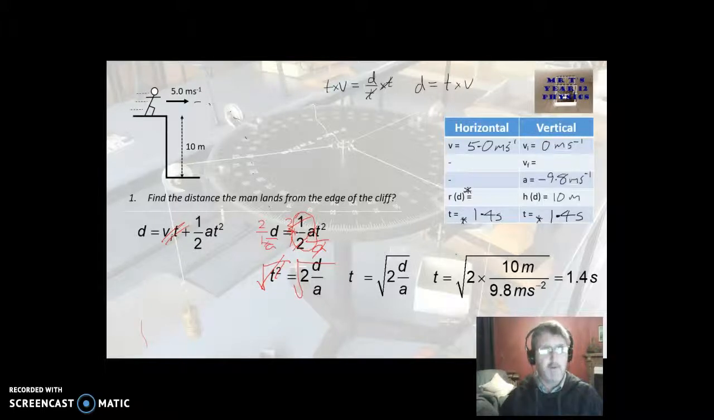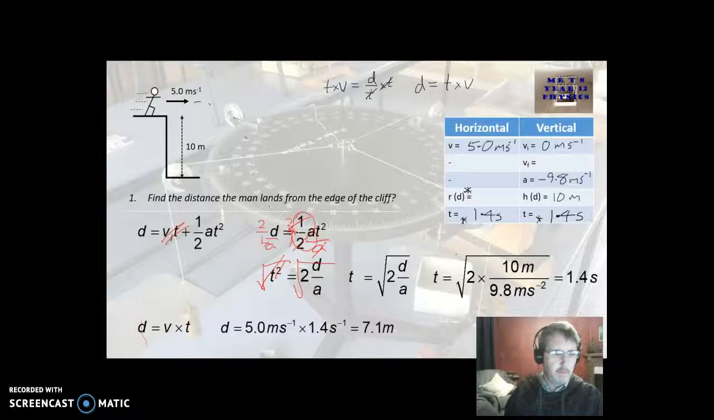I know the time. I can find the range, the distance horizontally. So the distance horizontally is just time times the velocity, because the velocity never changes. So I use this equation, d equals v times t, and I get my answer of 7.1 meters. Again, it's been rounded to two significant figures because my initial data was limited to two significant figures.